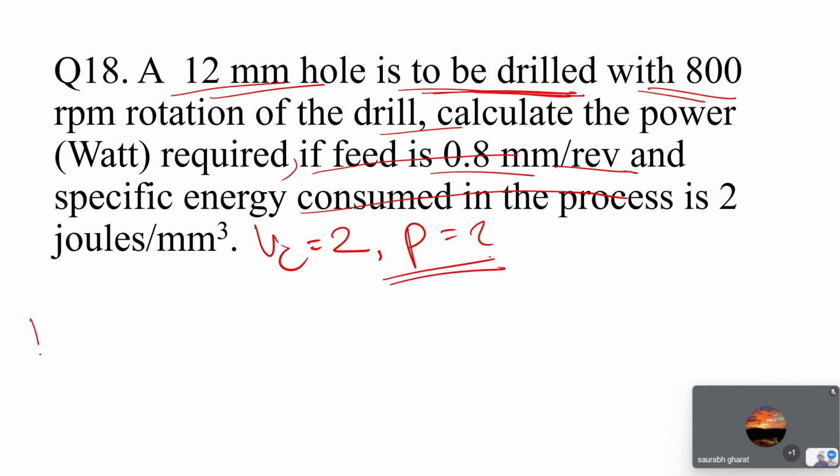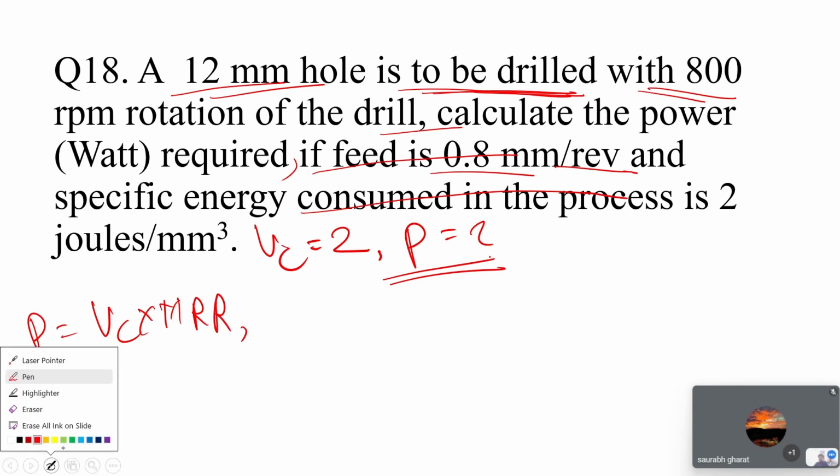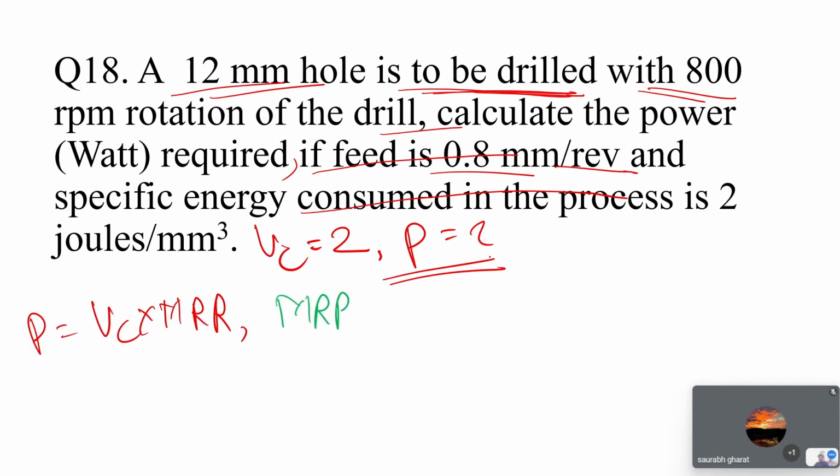So we know what P is: UC into MRR. That's it. What do you have to find out? MRR. Once you find MRR, your answer is correct. You will get the answer. Okay, what is MRR now? You know in the formula, n by 60 into f. This is your velocity, the feed velocity actually.